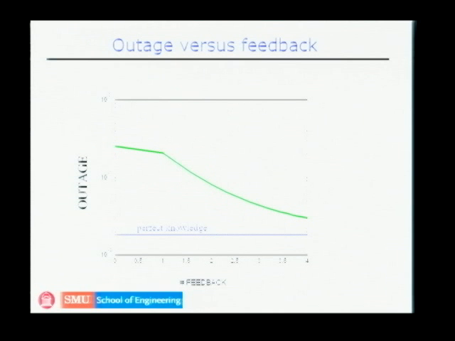What is feedback? What are the axes? The number of bits of feedback per time slot, if you will, or per coherence interval. And what's an outage in your system? Outage is the probability of outage.